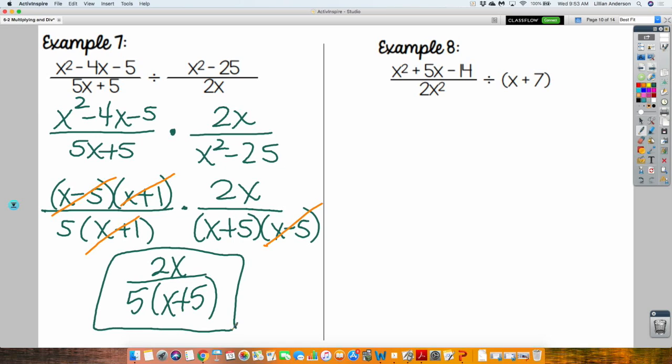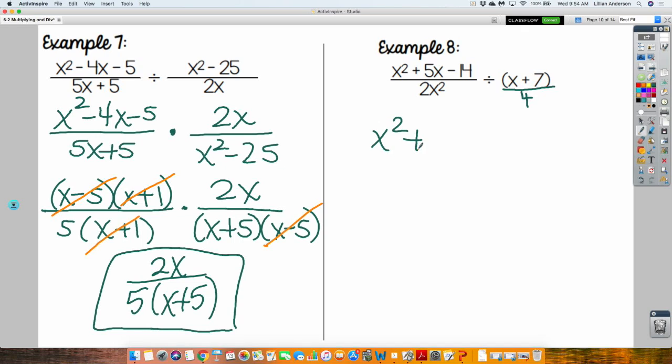Awesome. Good stuff. Now this last one I want to change just a tad bit. Instead of this being a regular x plus 7, normally we put it over 1. Let's change it and say this was originally over 4. Just a little change.